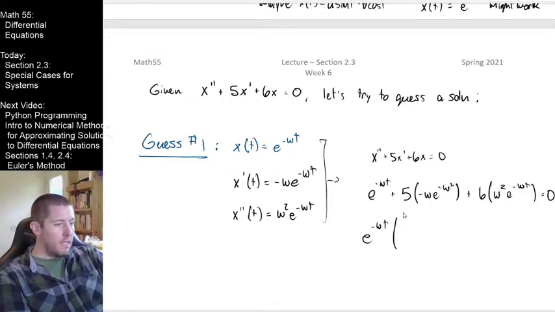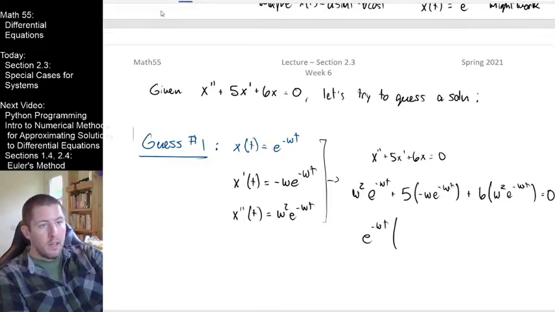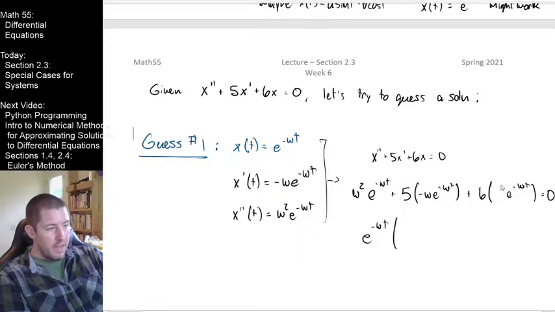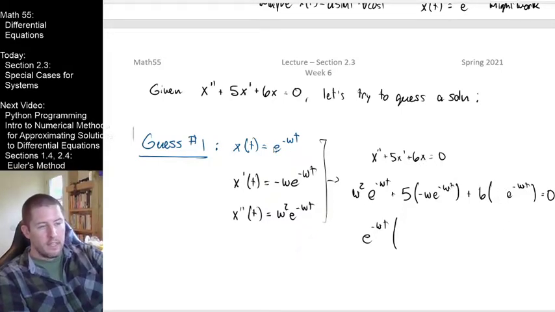Well, let's see here. Oh, wait a minute. I did this backwards right there, didn't I? I was like, this doesn't make any sense. Sorry, I did this wrong. X double prime, that's my w squared e to the negative wt. I flipped for some reason my first and my last. That one is just straight up e to the negative wt. That was X, 6X, so that's 6 times e to the negative wt. Okay, now I fixed it.